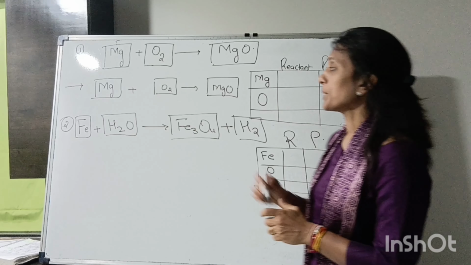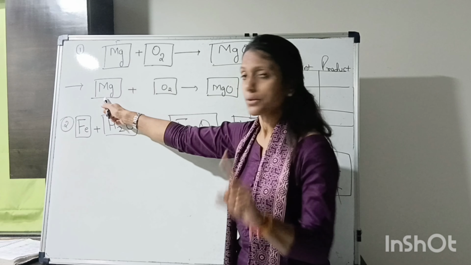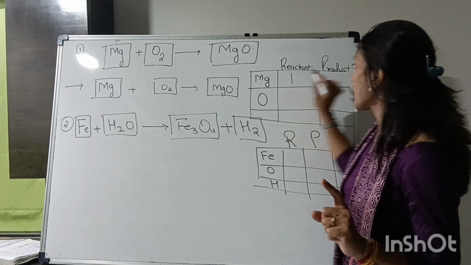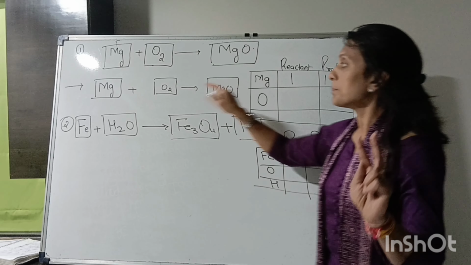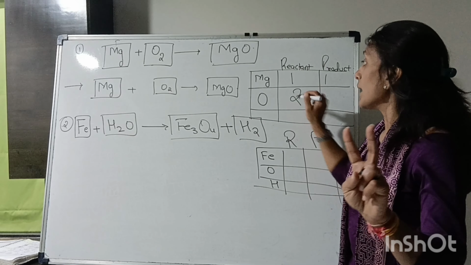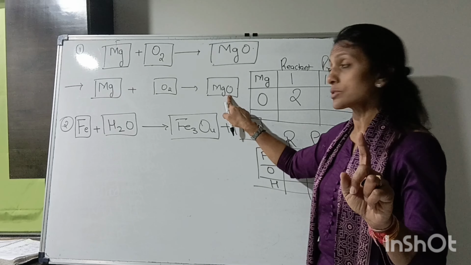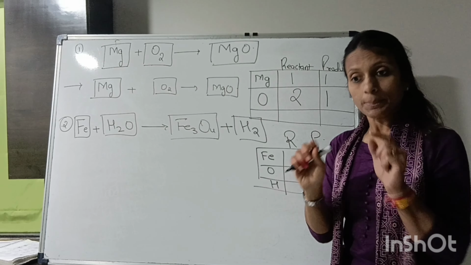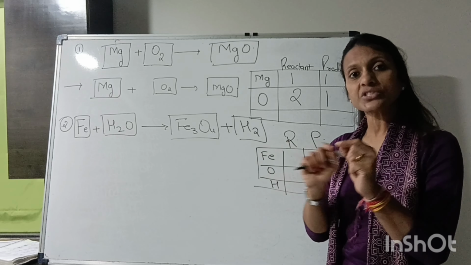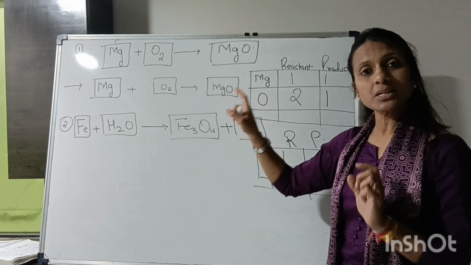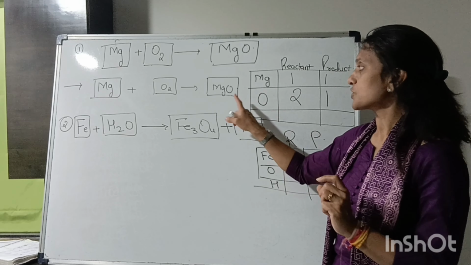Count the number of magnesium on the reactant side, 1, correct? And the number of magnesium on the product side, 1. Number of oxygen atoms on the reactant side, 2. And the number of atoms of oxygen on the product side, 1. Now, the place where you see that the number is not balanced, you can start from there. This is one of the easiest examples with which we have started.